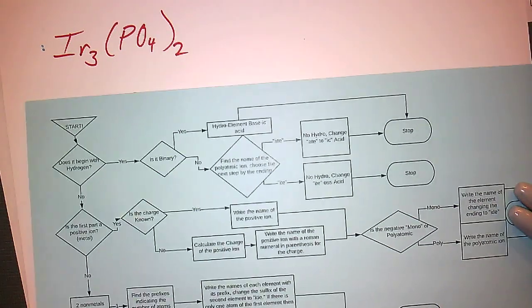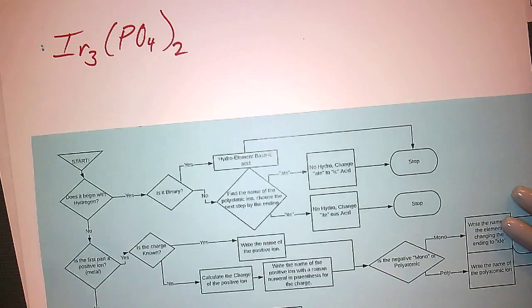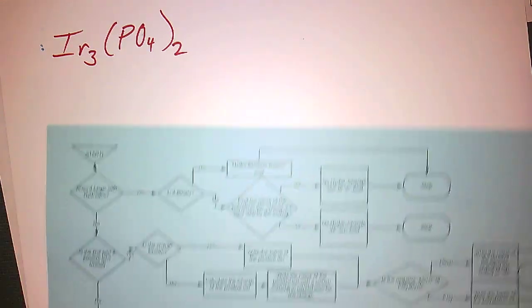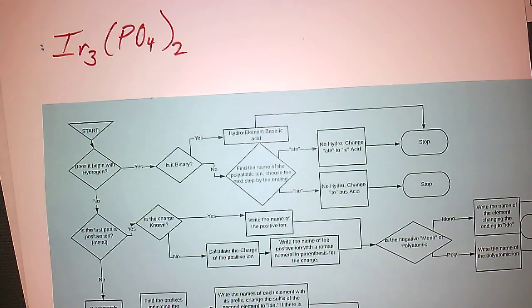Does it start with hydrogen? No. What kind of compounds start with hydrogen? Acids. Yeah, we learned that on Friday. All right, so is the first part a positive ion or a metal? Yeah, it's in the middle, right? Ir, iridium. Okay. Do we know the charge for iridium? No, it's in the middle and it's not one of the few that we know. So we have to calculate it.